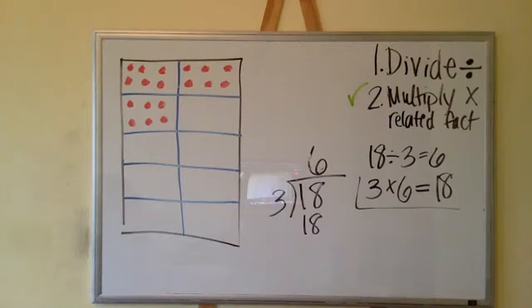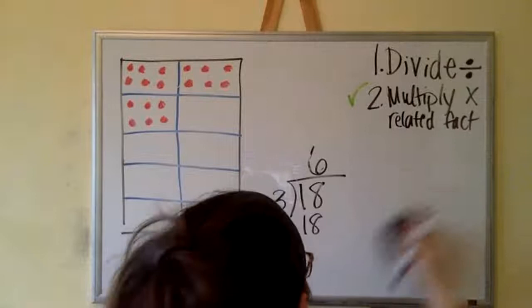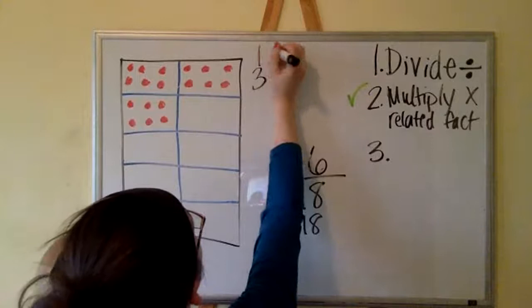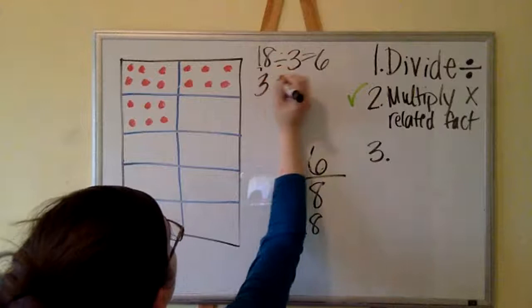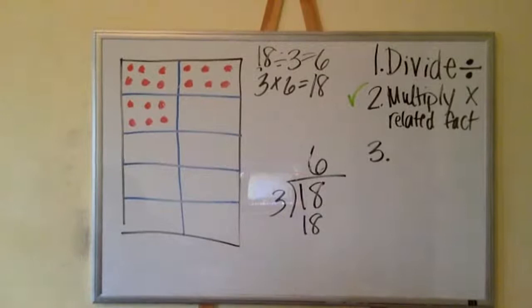Then, there's a third step. I'm going to rewrite that up here. So we had 18 divided by 3 equals 6. Then we did our multiplication to check. The third step that we are learning today in the long division process is to find out if any objects, in this case the candy that we're dividing, are left over after the total has been divided. The operation we use to find the difference between the total we started with and the total that we split up is subtraction.